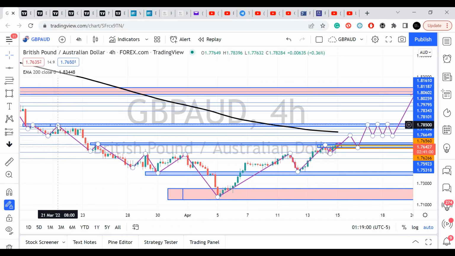Let me count. 1, 2, 3, 4 touches. So we might have 1, 2, 3, 4 touches. So we'll just hit here. This is just a ranging market. You have to identify the high and the low. Sometimes you don't have to trade this range; we can just look for another pair and trade. But we can as well trade. This is definitely going to happen.